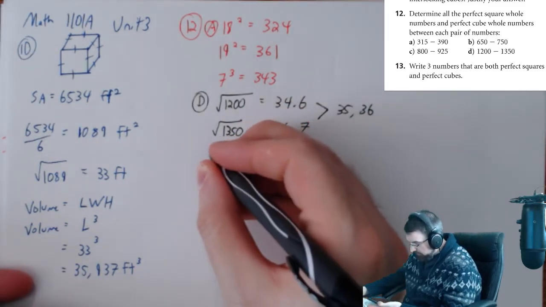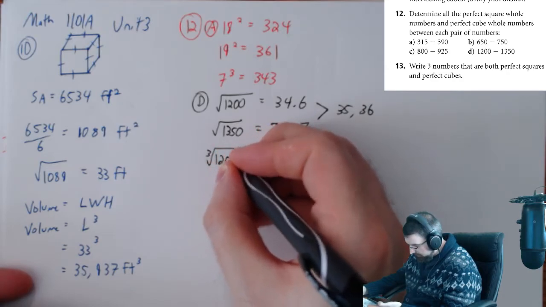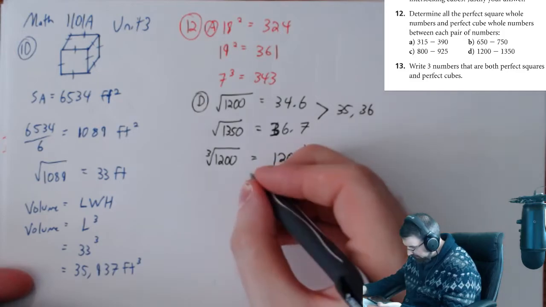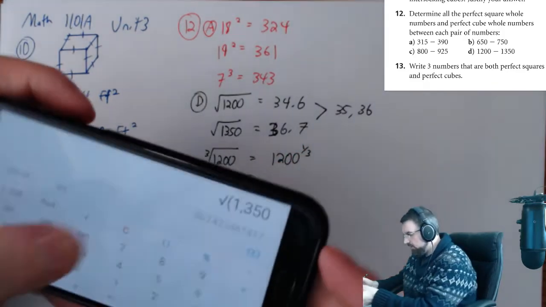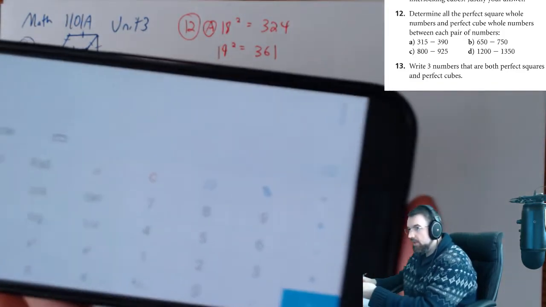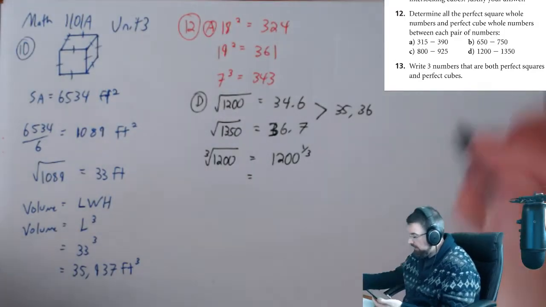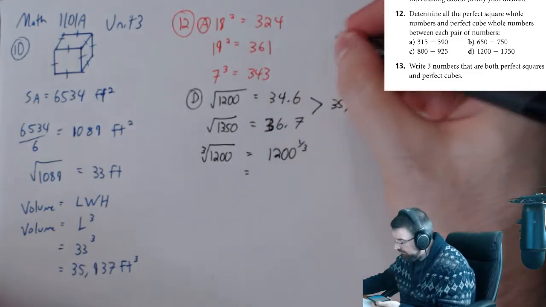And the same deal. I'm going to do the cube root of 1,200 now, which is going to be 1,200 to the 1 over 3. Just to show you how to do it, some calculators will have a button for this. Some calculators will have a button that looks kind of like this.